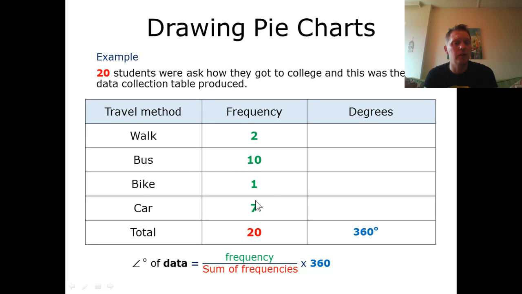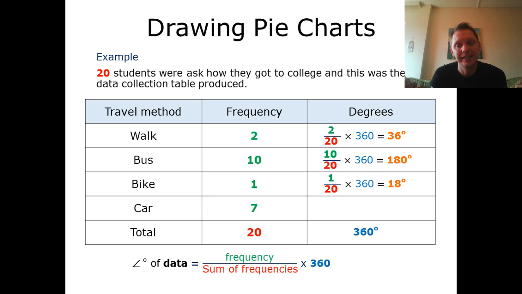Looking at a full set of data, 20 students were asked how they got to college: walk, bus, bike, car, and of course I've got my total. My frequencies here, 2, so 2 people out of the 20 said that they walked. I'm going to be using this data for the formula. So the first is going to be 2, which is my frequency, divide that by my sum of frequencies, which is 20, and then times that by 360. So that gives me 36 degrees is required for people who walk. For bus is 180, for bike is 18, and for car is 126 degrees.